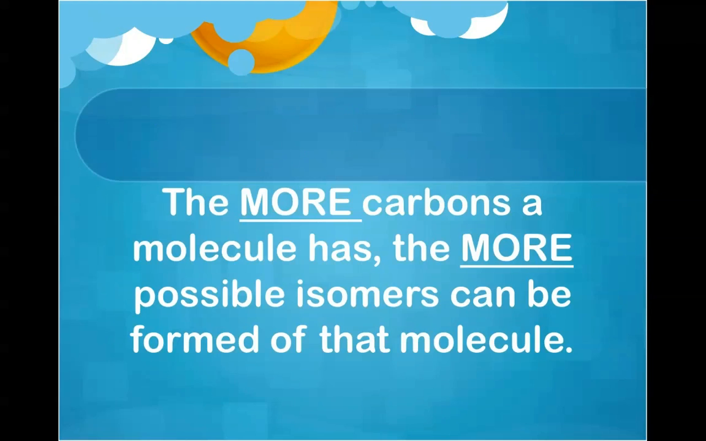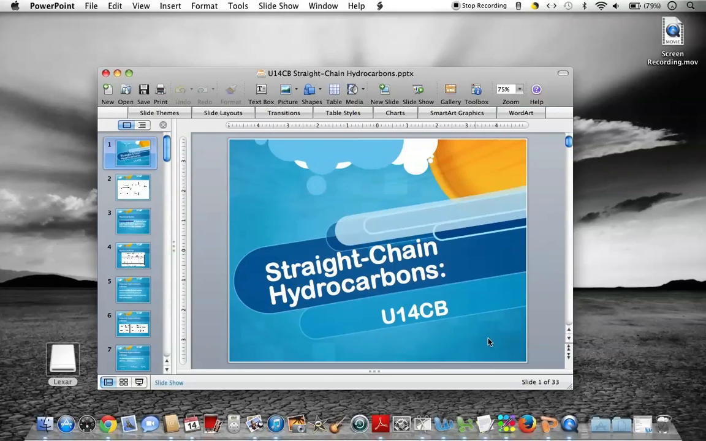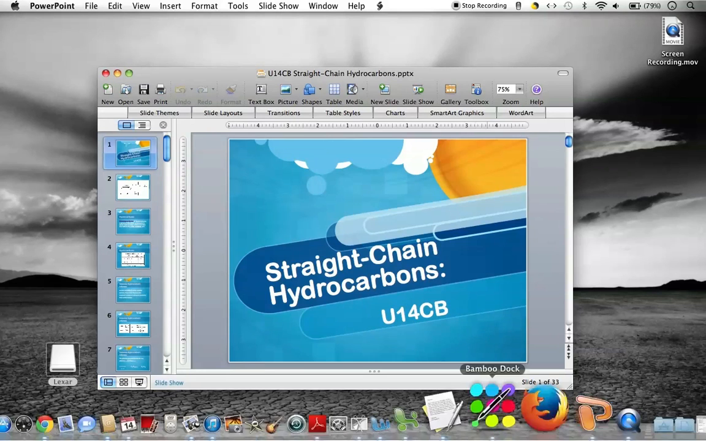One thing I want to note is that the more carbons a molecule has, the more possible isomers can be formed. So it's almost like the more puzzle pieces you have, the more combinations you have. Same thing with the number of carbons. All right, so I know that was a lot of information about these straight-chain hydrocarbons. We're going to work on the reference tables tomorrow and make sure that you are all set before moving on.